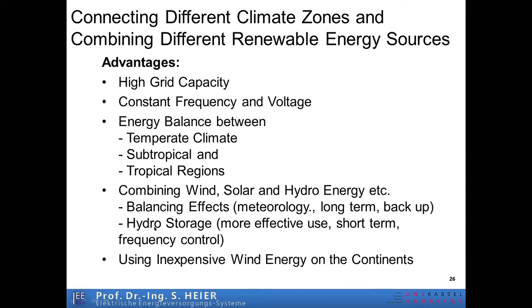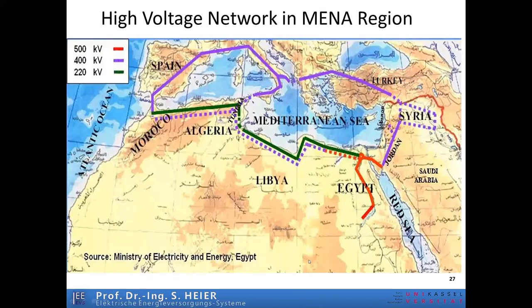The hydro storage is more effective to use for grid frequency control and all what you could think. It means that we can use expensive wind energy on the continents.